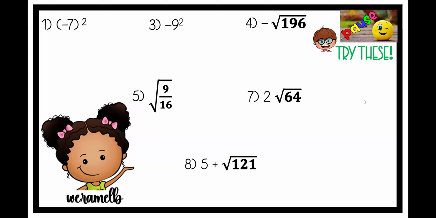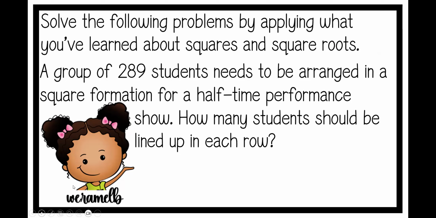You might be asking me, Mr. Mel, so if I know this, what is the use of this in daily life? Let us see this one. We have a halftime performance of 289 students. According to their PE teacher, they should position themselves so that they can form a perfect square. So let us see that. How many students should be lined up in each row?